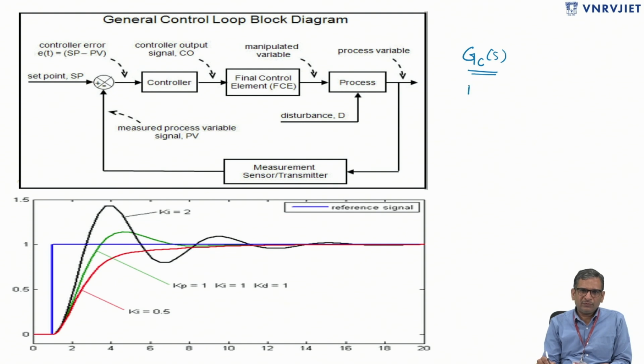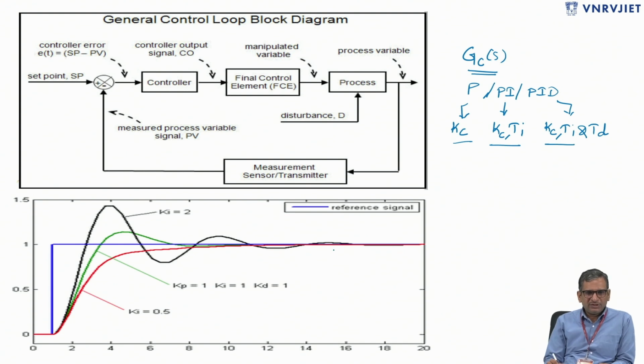What type of controller do we need to choose, whether P controller, PI controller or PID controller? This is the first thing. If we are using a P controller, what should be the proportional gain value? How much should be the proportional gain as well as integral time value for a PI controller, and how much should be the values of KC, TI and TD, that is the derivative time, for a PID controller? The selection of controller and controller parameters is very important.